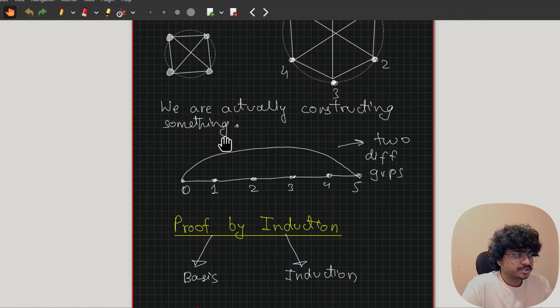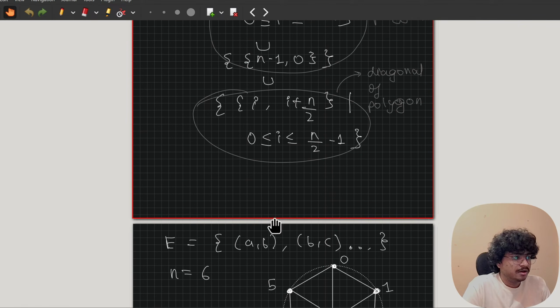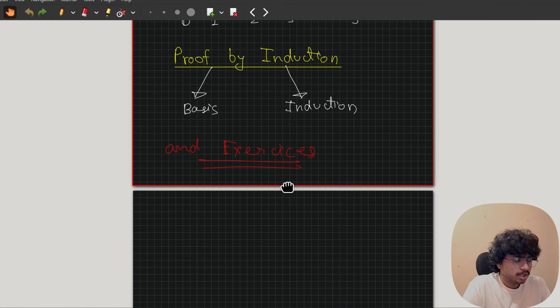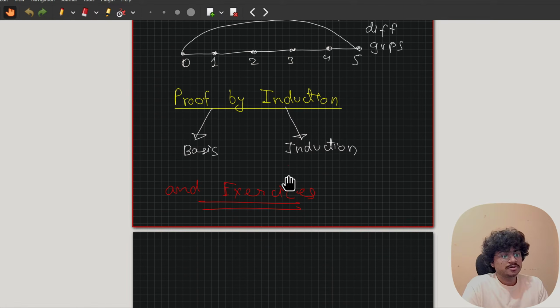We're eventually constructing something to different groups. Here I try to understand this particular structure. Then what is proof by induction? There were two classifications made of proof by induction into basis and induction.